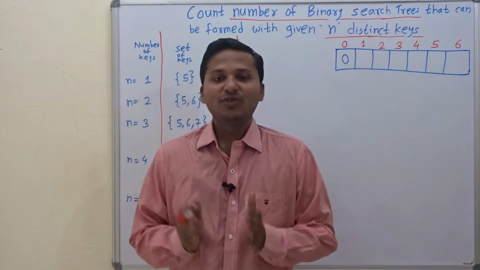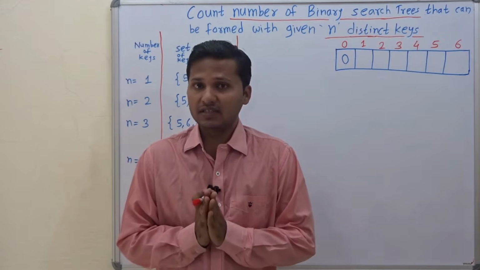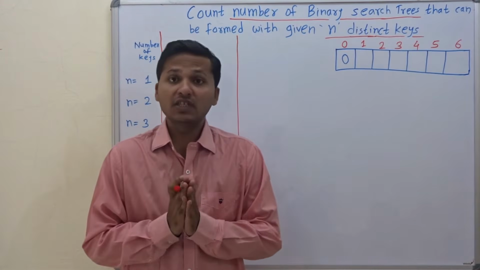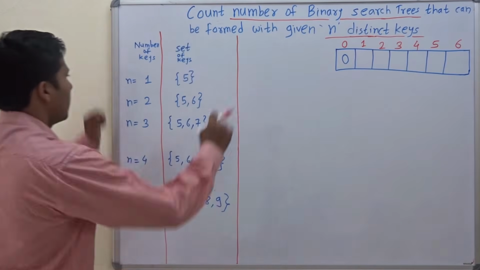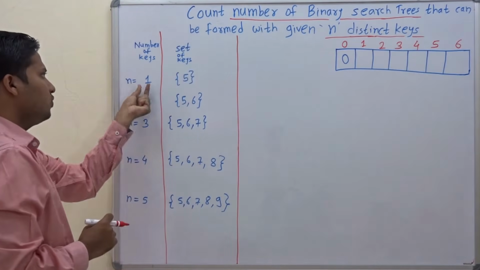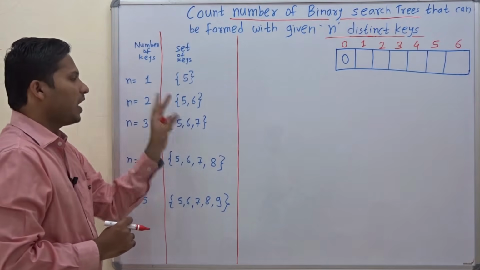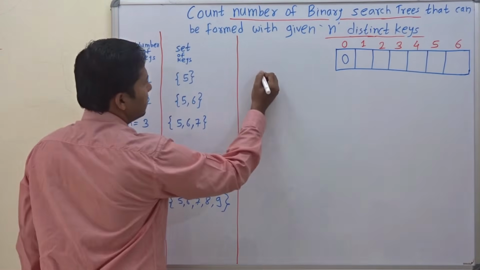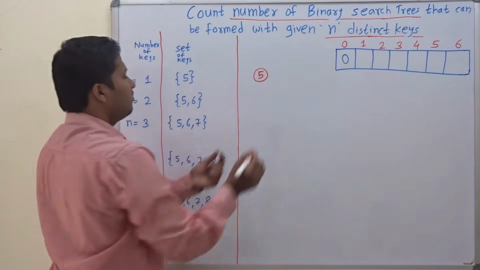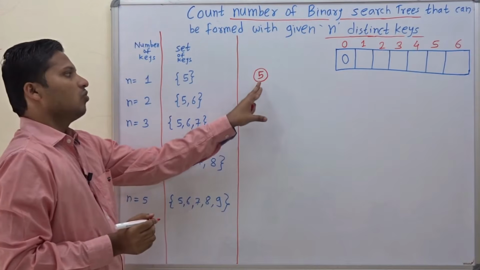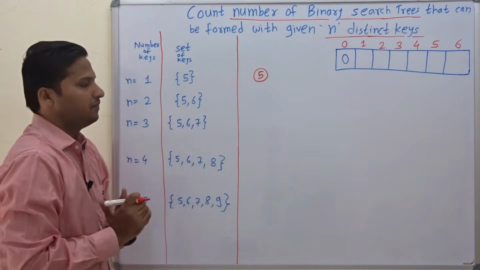Hello friends, today we are going to see how to count the number of binary search trees which can be formed with given n distinct keys. So let's see here, if you are given one key and that key is 5, then obviously you can form only one tree, and in that one binary search tree the node will be that key itself, that is 5.